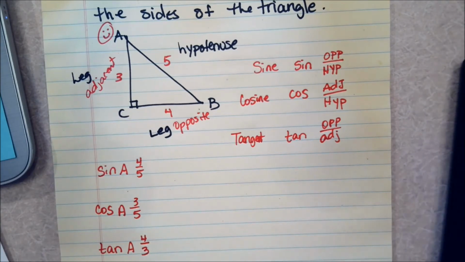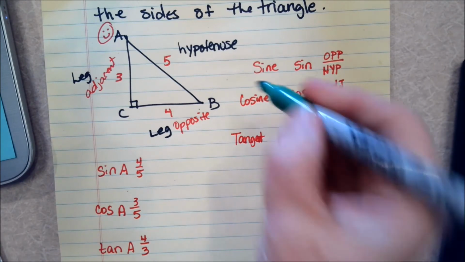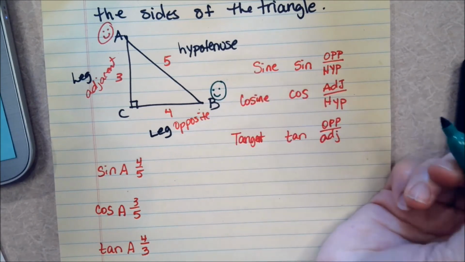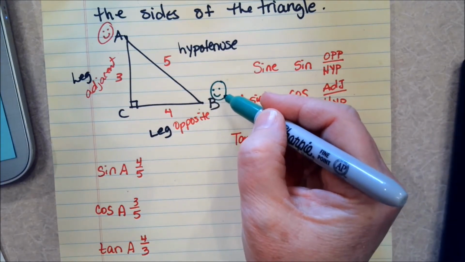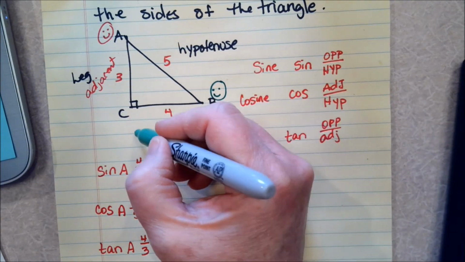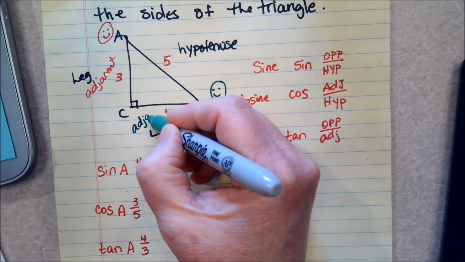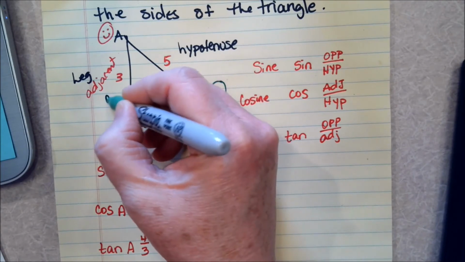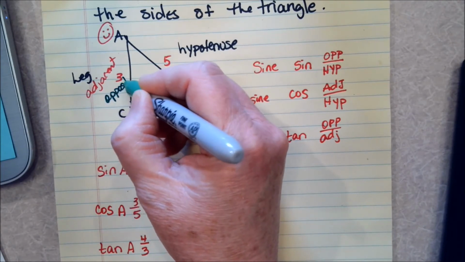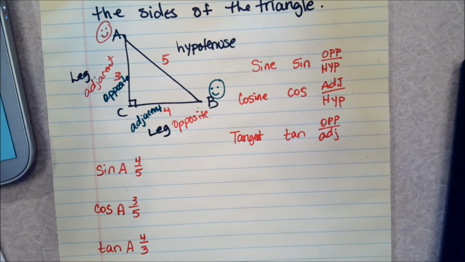Now, if we moved from angle A to angle B, if we're situated at angle B, then this is no longer the opposite. This is now the adjacent, and this one's the opposite. But the hypotenuse doesn't change.